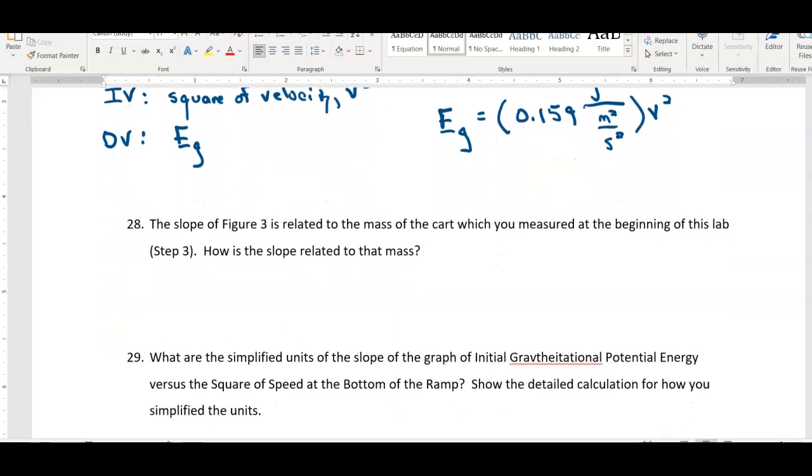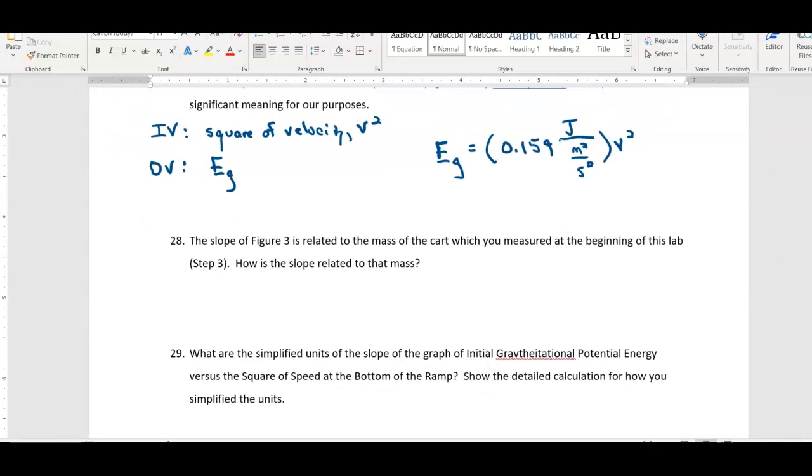And how does this slope compare to the mass of the cart? Well, the mass of the cart was 0.2555 kilograms. This is 0.159. So it's clearly not exactly equal to the mass of the cart. Let me see what half of the mass of the cart is equal to. So 0.2555 divided by 2, I get 0.128.